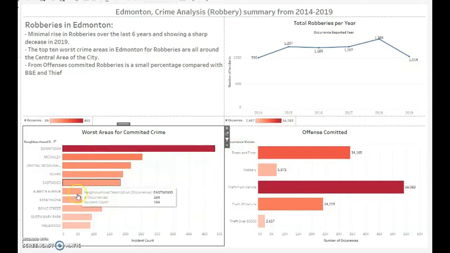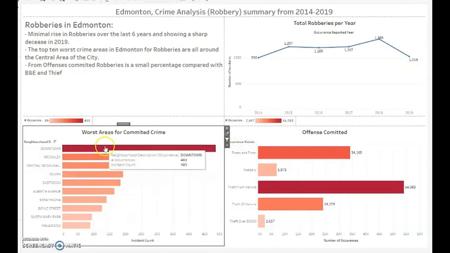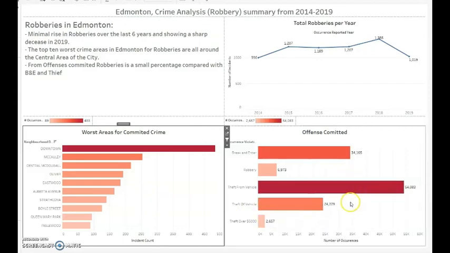Of all these 10 communities, downtown's the highest, and they're all in the central part of Edmonton. They're all consistent with robbery, break and enter, and auto theft. And you can see that theft from a vehicle is the highest, followed by break and enter, and then theft of vehicle.